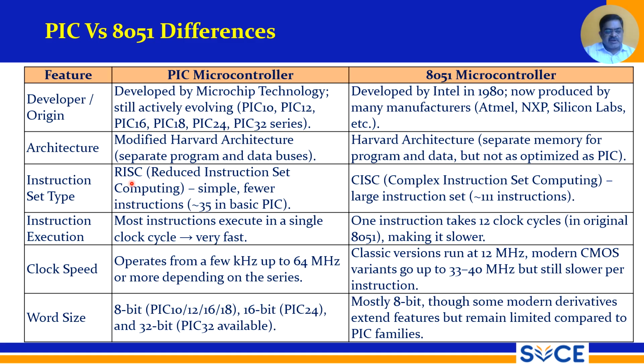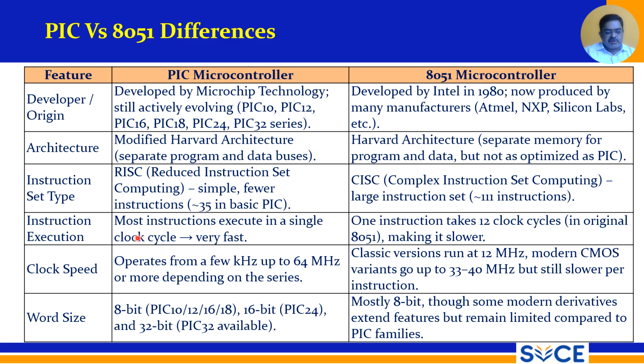And instruction set type: PIC is a RISC type, reduced instruction set computing, simple with fewer instructions, only 35 instructions, whereas 8051 is CISC. CISC is nothing but complex instruction set computing. It is a large instruction set. 111 instructions are present in the 8051 microcontroller programming.